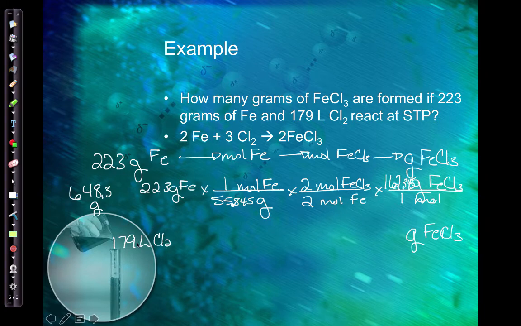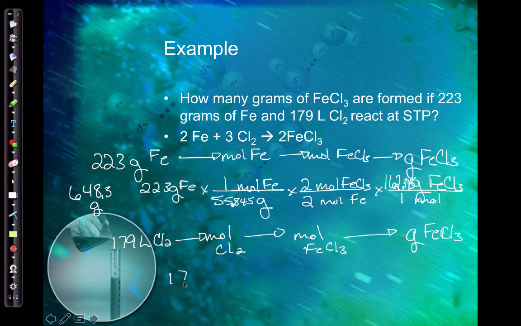So now I've got to do the same thing down here. I can't just assume that one of these will be the limiting reactant. I need to go and figure out, okay, how many moles of the product I'm going to be forming, and then compare those two amounts. So I have 179 liters of chlorine, so I'm going to go to moles of what I have. Then I can go to moles of what I want, and then I can go to my grams.